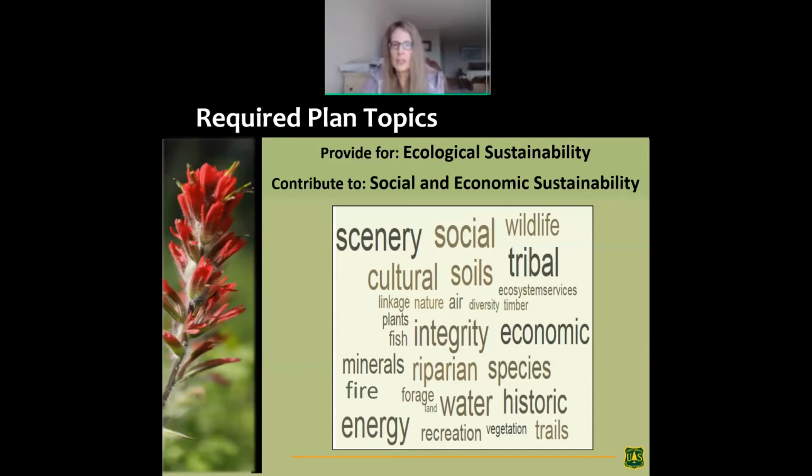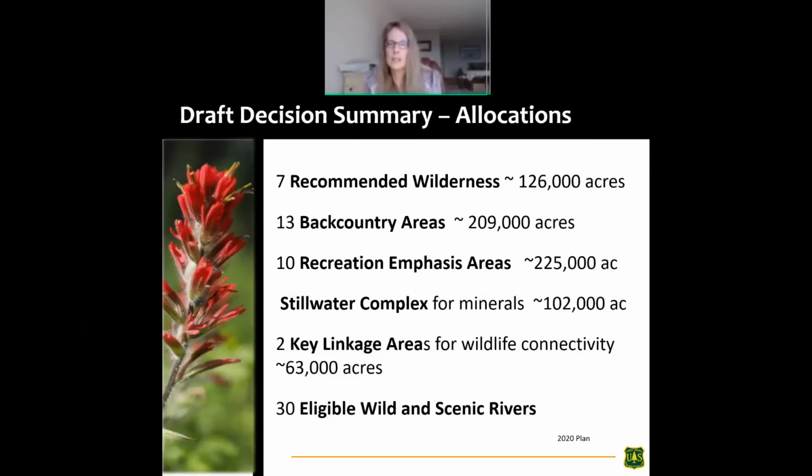And in addition, plans also develop land allocations. You might say similar to zoning if you think about it that way. And so they may set additional plan direction for those specific areas on top of all of the resource protection.